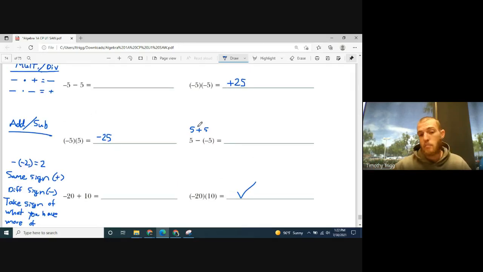In this one's case, they're both positive. So we know my answer is going to be positive because I have more positives. 5 plus 5, that's 10. Easy. Okay. 5 plus 5, easy.